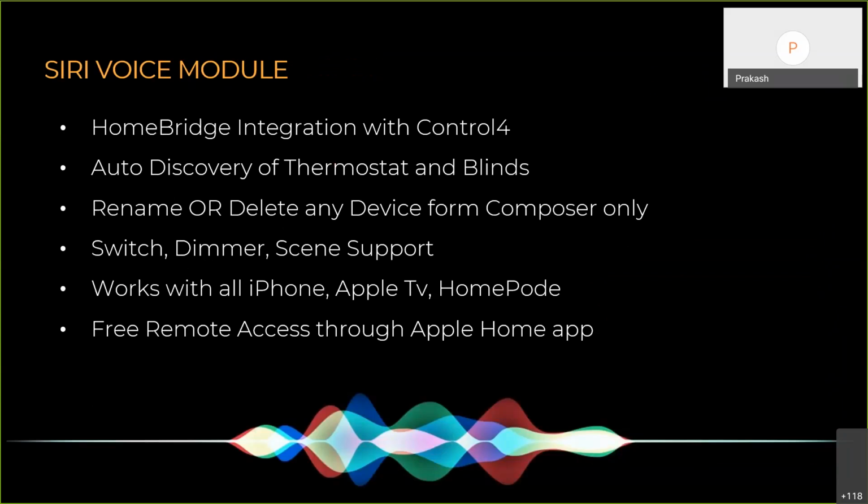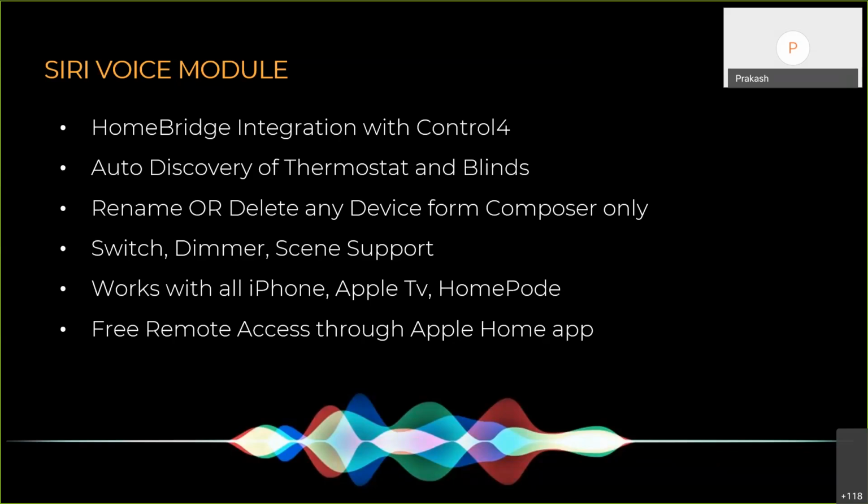The driver actually needs third-party hardware to run a HomeBridge software. That can be a Raspberry Pi or a NUC or a computer. You just install the HomeBridge software, and it will start working with the Control4 system. When we add the driver in the project, it will automatically find all the thermostats and blinds and make them available to Siri without any programming.